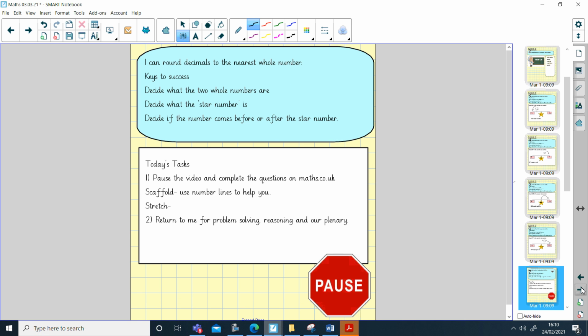Okay, so today's task. You're going to pause the video and have a look at the questions on maths.co.uk. Use the number lines that are on the questions to help you. And also remember, I have uploaded those star sheets as well, so you can have a look at those. There is a stretch challenge also uploaded into Teams for you. When you are done, please come back to me for reasoning and problem solving. See you in a bit, Year 4.